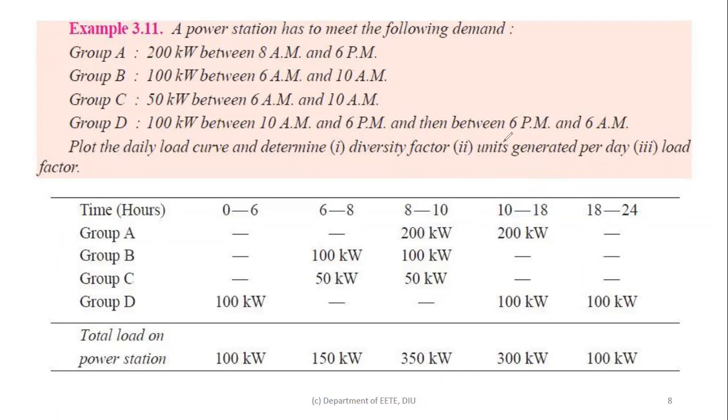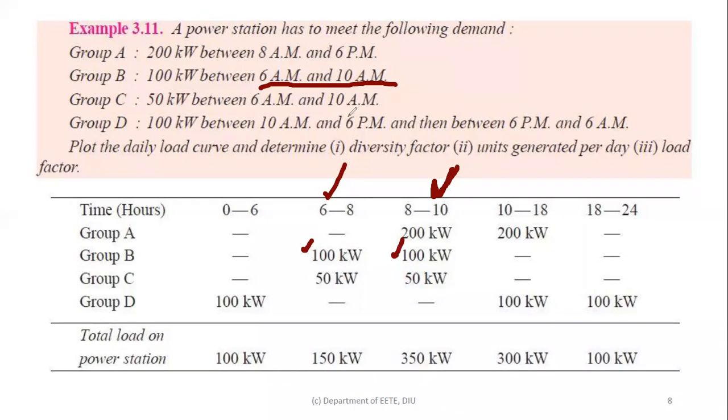Next is group B, 100 kilowatt between 6 a.m. to 10 a.m. Where is 6? This is the start of 6. Where is 10? This is the end at 10. So from 6 to 10 there are basically two zones. We put the value 100 kilowatt in both zones, because this is the time span of 6 to 10.